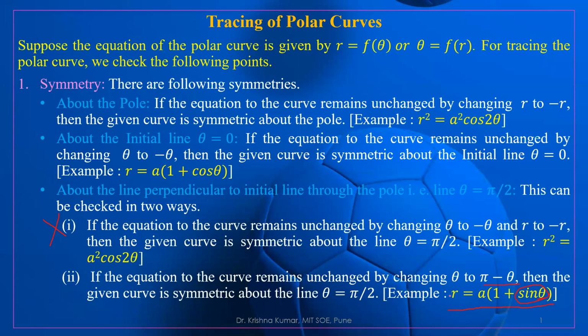Just look here, if we replace r by minus r and theta by minus theta, then the equation of the curve will be automatically changed. So if you want to check our first way, this equation is not symmetric about the line theta equal to pi by 2. But if we replace theta by pi minus theta, then the curve is symmetric about the line theta equal to pi by 2. So we have to be very careful about checking the symmetry about the line theta equal to pi by 2. So these are the three symmetries in polar curves.